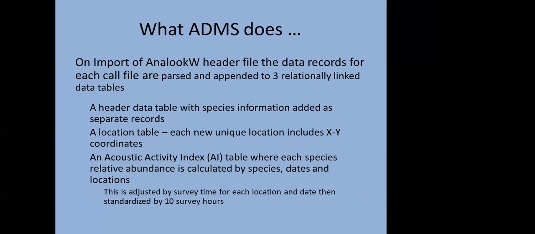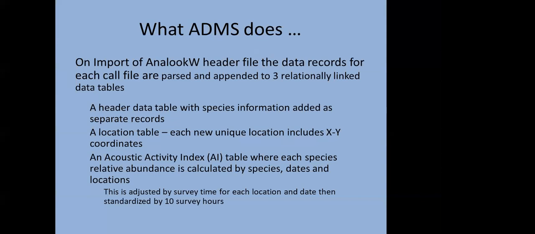And it's all the automated repetitive stuff, but it also has 3 separate tables that are the key. The header data table has all the information that's been added to the species file, who recorded it, where it was recorded. Then there's a separate location table, which includes all the unique location names. It includes the XY GPS coordinates or geographic coordinates.